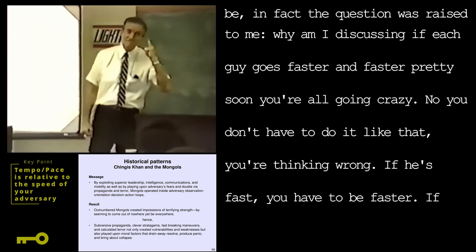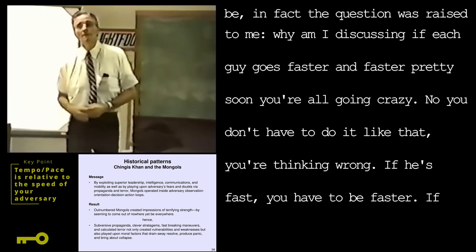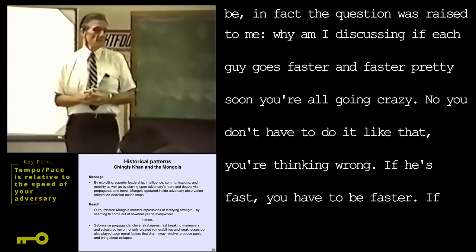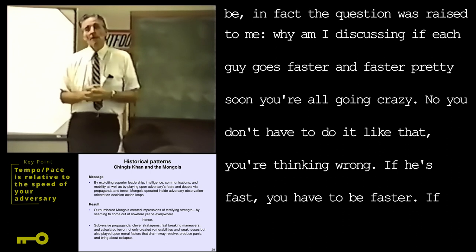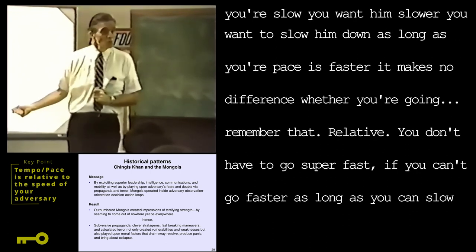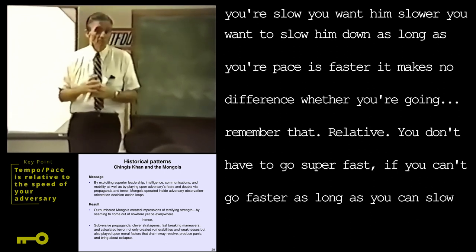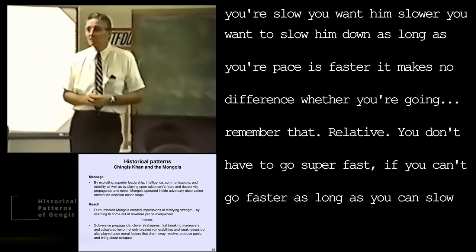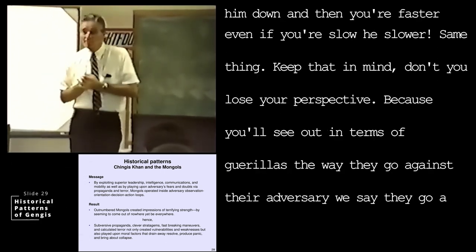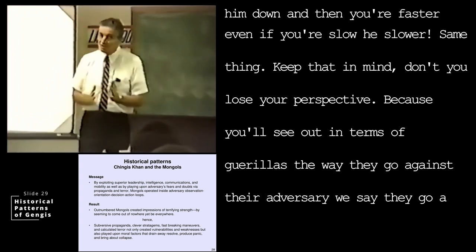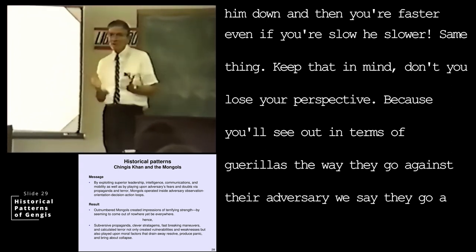Remember, the question was raised to me in one of my discussions: each guy goes faster and faster, pretty soon you're all going crazy. I said, no, you don't have to do that. You're thinking wrong. If he's fast, you have to be faster. If you're slow, you want him slower. You can always slow him down, as long as your pace is faster. It makes no difference how fast you're going. Remember that. It's relative. You don't have to go super fast. If you can't go fast, as long as you can slow him down, then you're faster. Even if you're slow, he's slower. Same thing. Just keep that in mind. Don't lose your perspective.